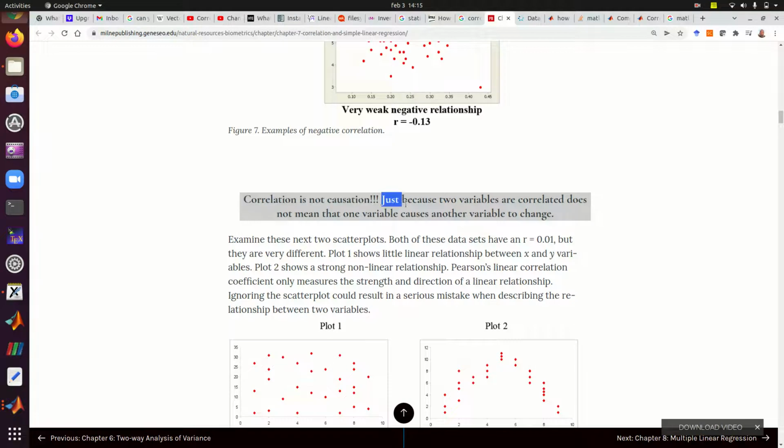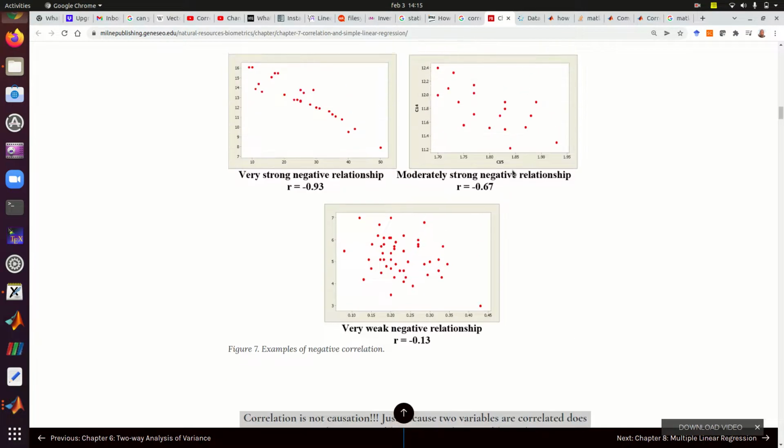In other words, just because two variables are correlated, you see some relationship, it does not necessarily mean that one variable causes the other variable to change, right?